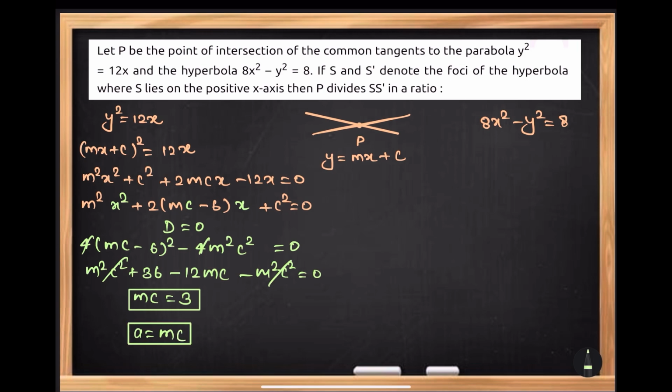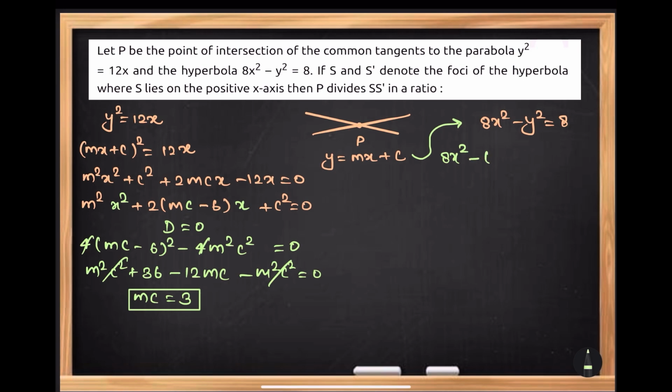So here, what is a? y square equals 4ax, and here 4a is 12, so a is 3. So 3 equals mc. This was the condition for tangency in the parabola, so we got the first equation in m and c. Now I'll substitute the same straight line into the second curve because we want a common tangent. So let's substitute there.